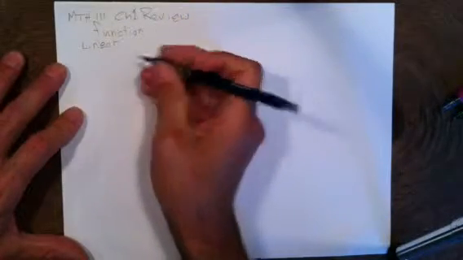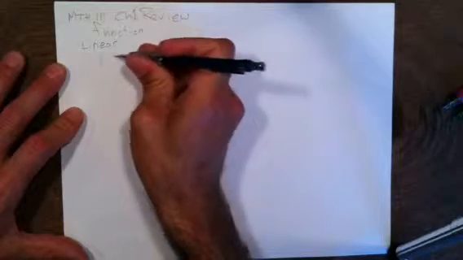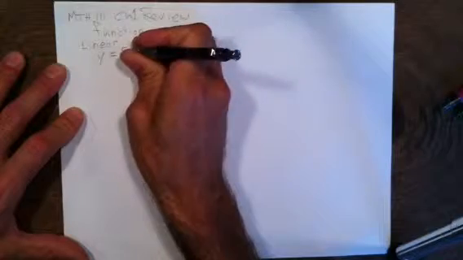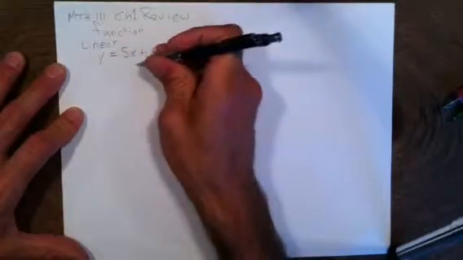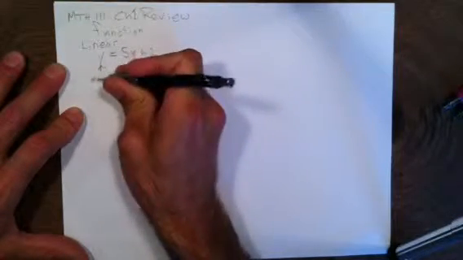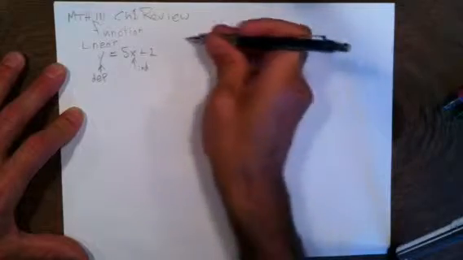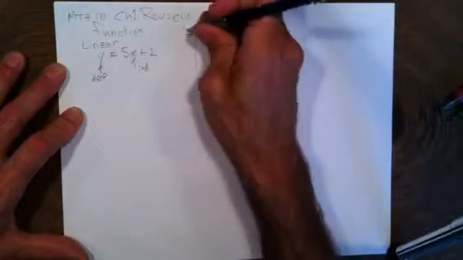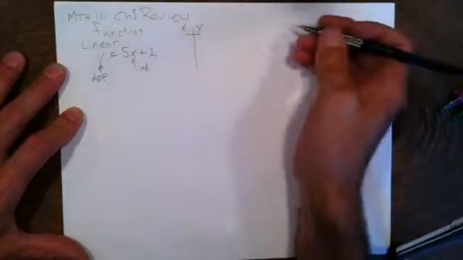So for example, I might have the function y equals 5x plus 2. A function has an independent variable and a dependent variable. Think back to making a table x, y.